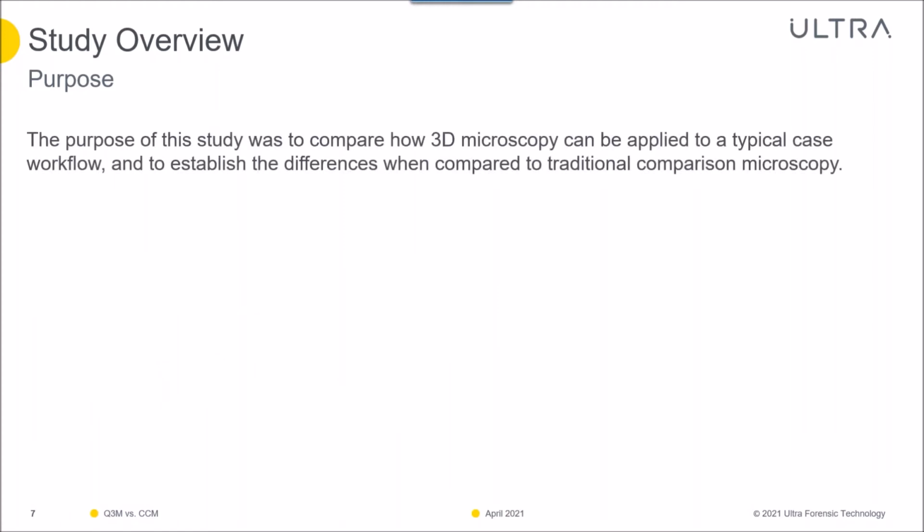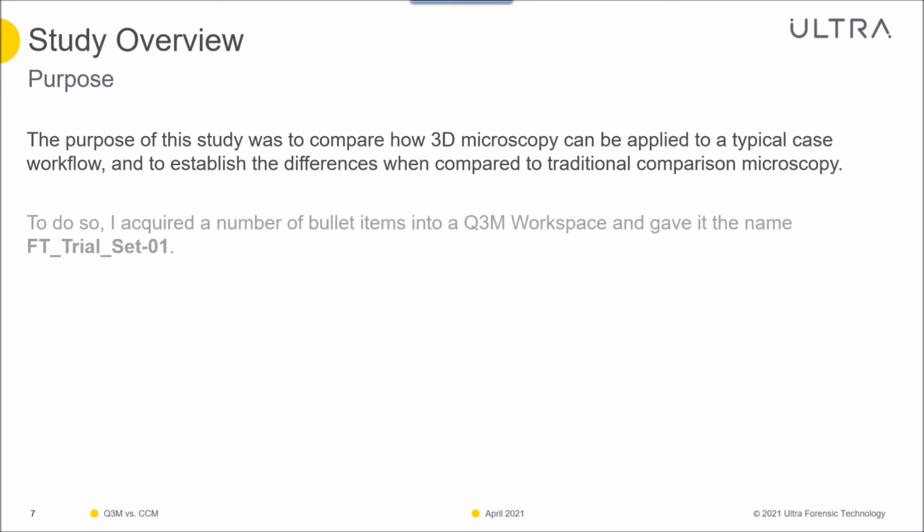From what I'd heard from firearms examiners after those first two webinars was really, okay, that sounds great, but now how are we supposed to use it? So what I wanted to accomplish here is really get into how Quantum can be used in the crime lab. The purpose of the study was to compare how 3D microscopy can be applied to a typical case workflow and establish the differences when compared to traditional comparison microscopy. So essentially, what if Quantum was your comparison microscope?